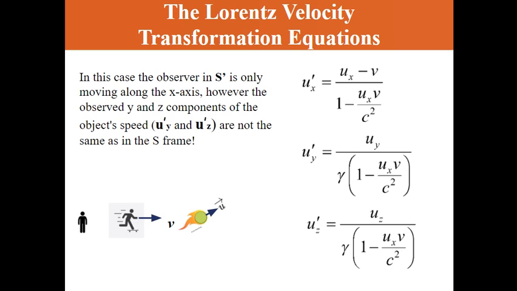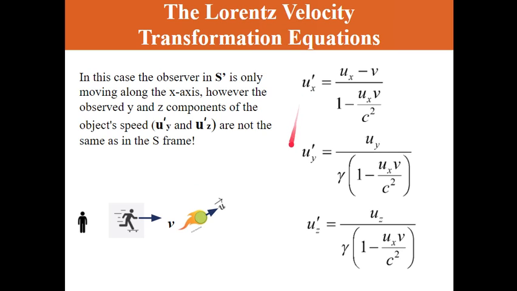get the same measurement. So this results in all coordinates for an object's speed actually changing in a moving frame. So despite the fact that the frame S prime is only moving in the x direction, the y and z components of the object speed also change in the S prime frame. They're not constant like the y and z prime were before.